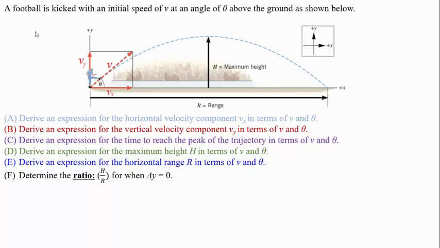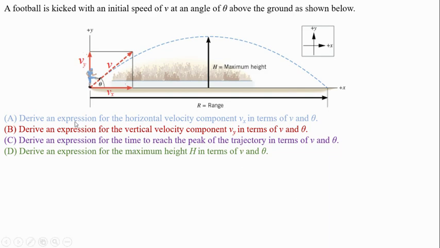Okay, so in this particular video, we'll do some proofs here, derive a few functions based on what's given to us. All right, so let's do it. Here we have a football kicked at an initial speed of v. In this diagram, that vector there is v, aka our initial speed, at some unknown theta. So here's your angle, and it wants us to derive all this, A, B, C, D, E, and F. All right, so let's knock it out.